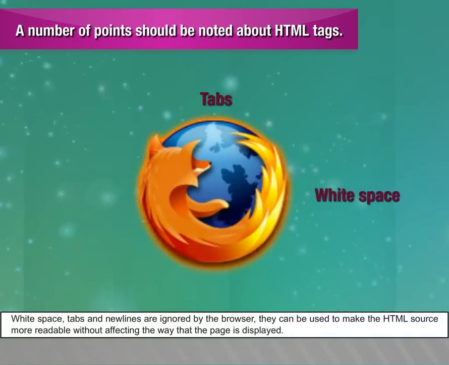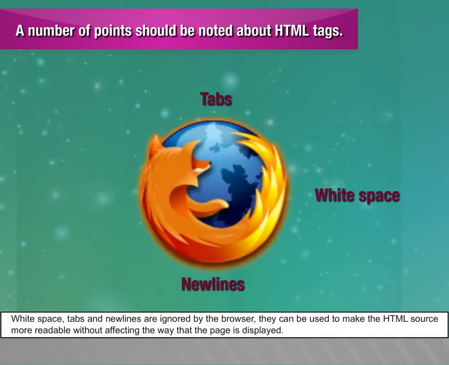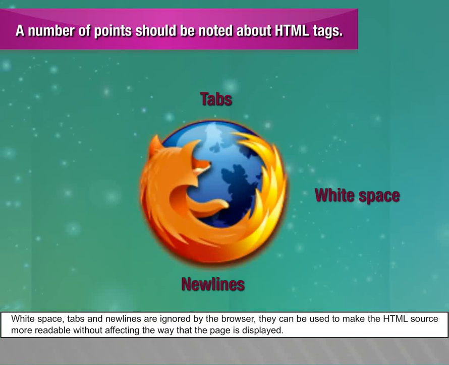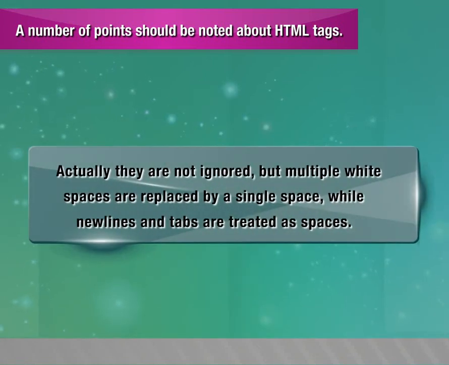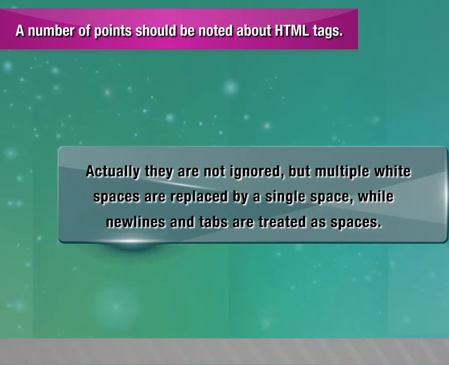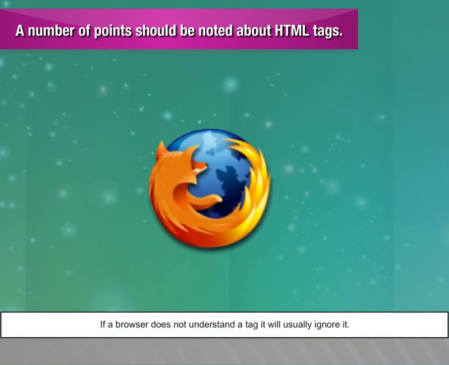White space, tabs, and new lines are ignored by the browser. They can be used to make the HTML source more readable without affecting the way that the page is displayed. Actually, they are not ignored, but multiple white spaces are replaced by a single space, while new lines and tabs are treated as spaces. If a browser does not understand a tag, it will usually ignore it.